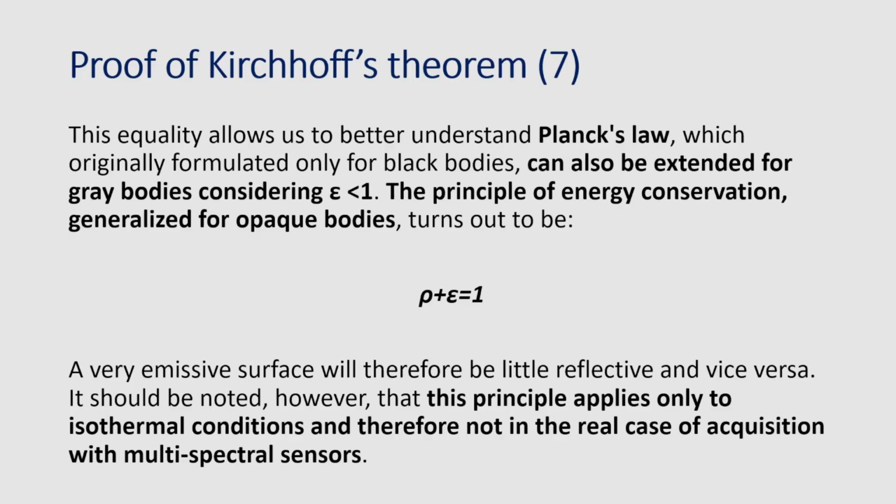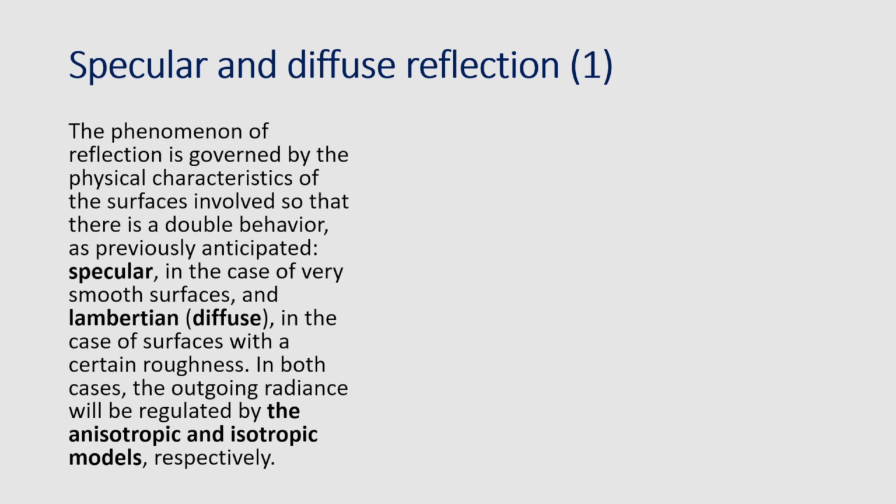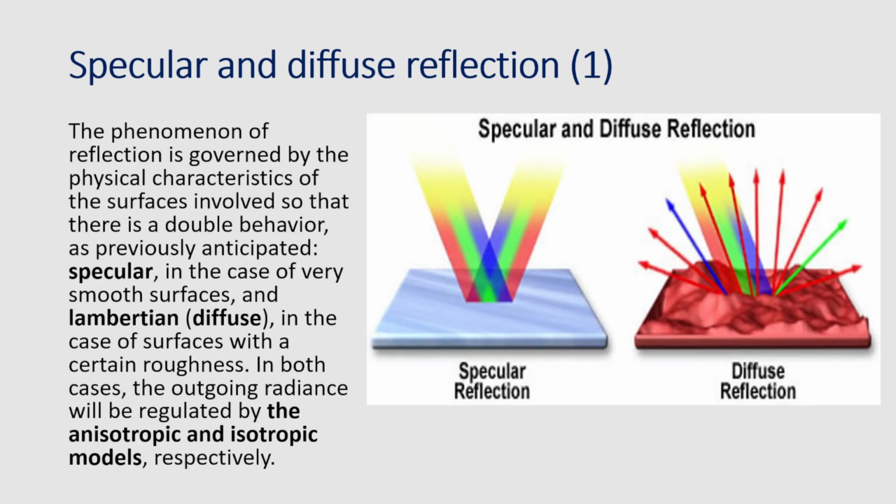It should be noted, however, that this principle applies only to isothermal conditions and therefore not in the real case of acquisition with multispectral sensors. Specular and diffuse reflection, 1. The phenomenon of reflection is governed by the physical characteristics of the surfaces involved, so that there is a double behavior, as previously anticipated: specular, in the case of very smooth surfaces, and Lambertian, diffuse, in the case of surfaces with a certain roughness. In both cases, the outgoing radiance will be regulated by the anisotropic and isotropic models, respectively.